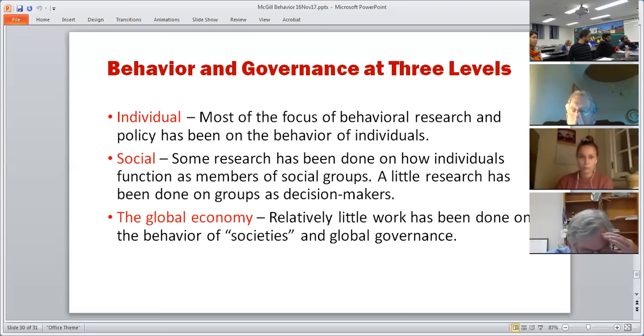I was just thinking of one of your last slides, the one that is showing now, behavior and governance at three levels: individual, social, and global economy. And I was wondering if and where you see in this framework the role of institutions, political institutions, national and international.